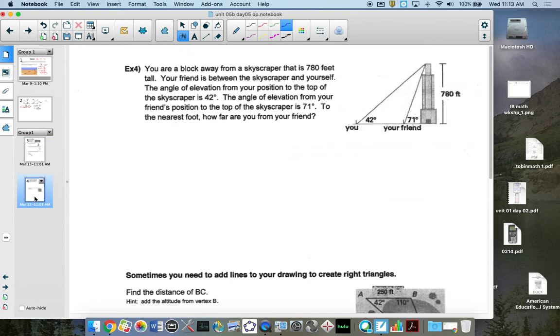Now, on the back side, there's 2 problems. These take a little more work. I want you just to give it your best shot. Even if you're not quite sure, just do something so I can see that you've tried it and made an effort for it. Then go ahead and submit it into the Schoology assignment.